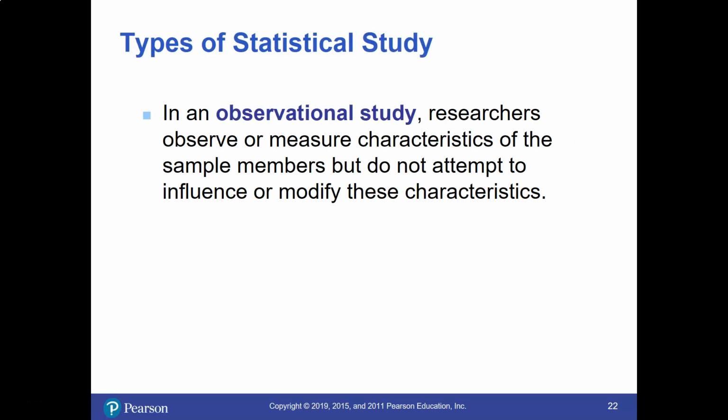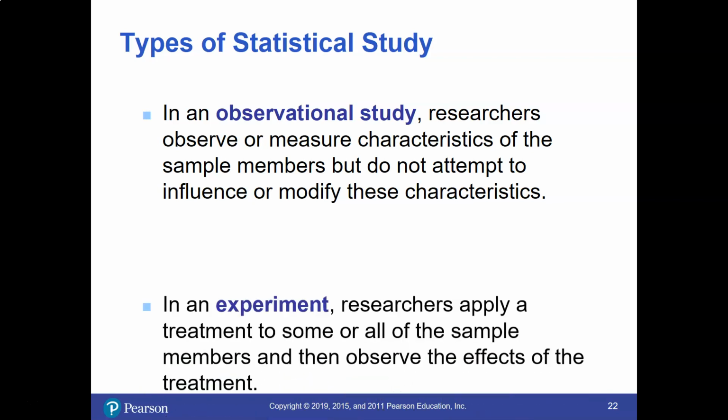Observational studies observe or measure characteristics, but do not attempt to influence or modify these characteristics. So this is different from an experiment because in an experiment you're offering a treatment and you're studying it against a control group, someone that doesn't have a treatment. So that's the main distinction here. You're just observing things, but you're not actually trying to modify the characteristics.